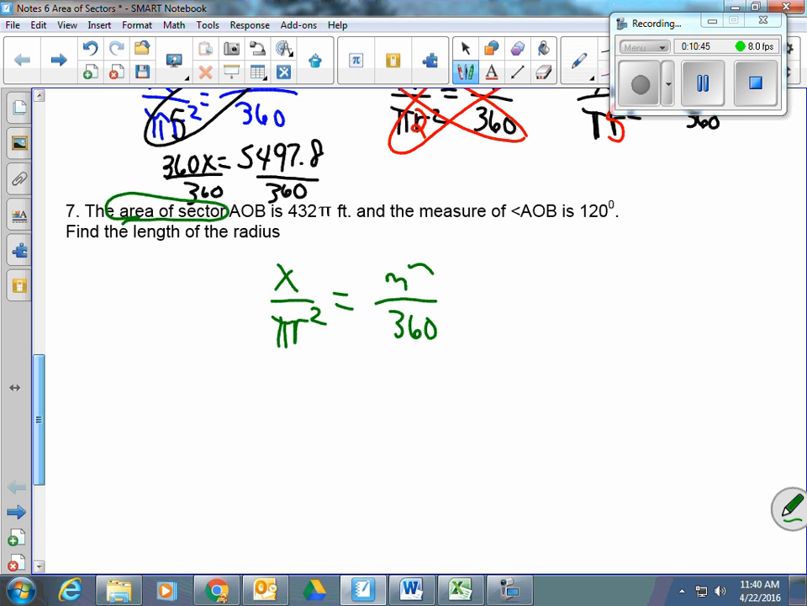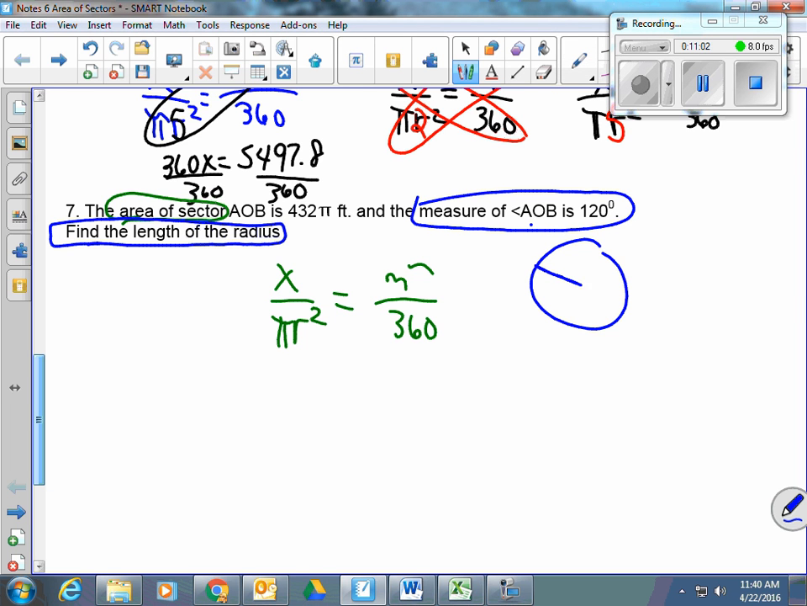What's my radius? What do you mean? Oh, wait, that's what they're asking me to find, right? Okay, well, what's my arc? 120, because remember the measure of the angle, that would be the measure of angle AOB. So if this angle is 120, wouldn't the arc be 120? Good, so the measure of the arc is 120. And it says that the area of the sector is 432 pi. They just gave you the answer that we've been solving for. Are you with me? So that means instead of x, I'm going to put 432 pi right here.